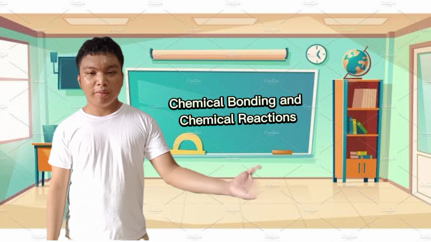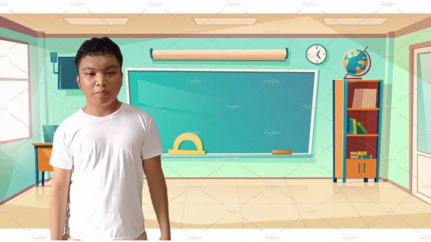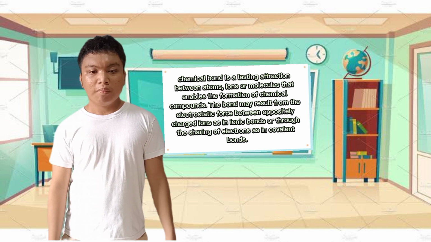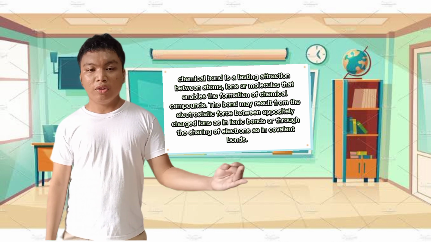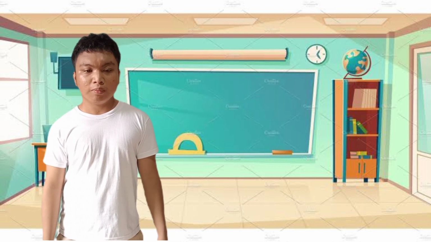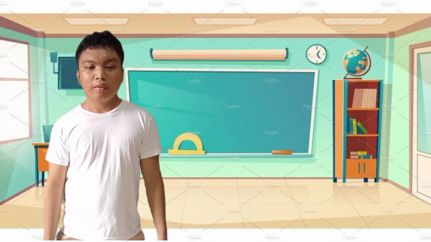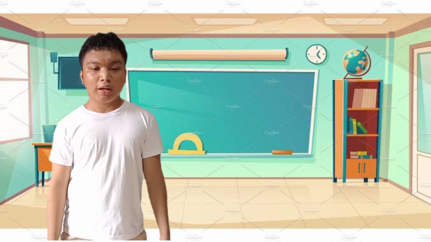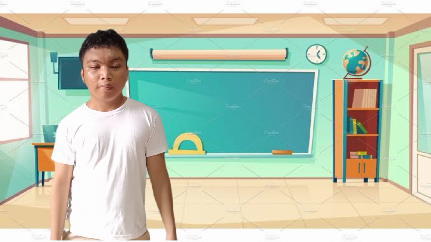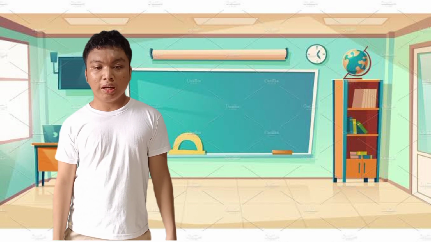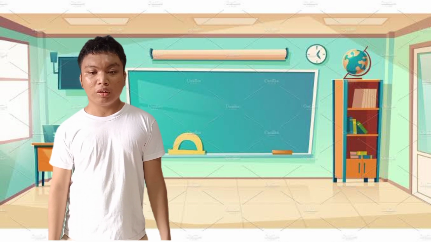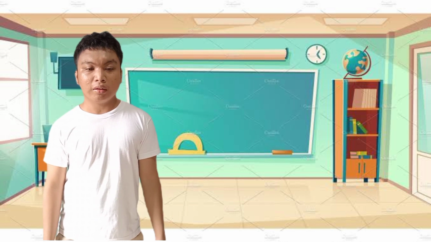Chemical bonding and chemical reaction. According to Wikipedia, a chemical bond is a lasting attraction between atoms, ions, or molecules that enables the formation of chemical compounds. The bond may result from the electrostatic force between oppositely charged ions in an ionic bond, or through the sharing of electrons as in a covalent bond.